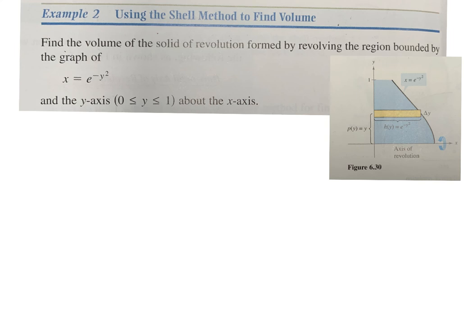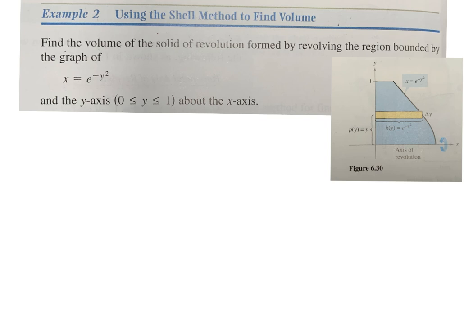So, find the volume of the solid of revolution formed by revolving the region bounded by the graph x equals e to the negative y squared. It's bounded also by the y-axis. Your y's go from 0 to 1, and they want us to revolve around the x-axis, all right? So the x-axis is y equals 0. They want us to revolve around y equals 0, right?